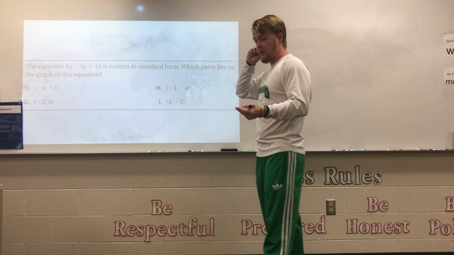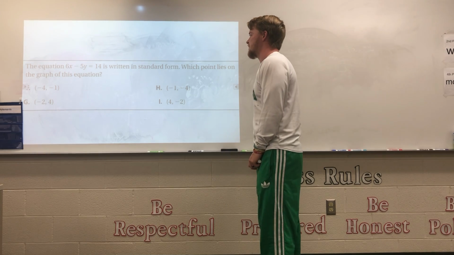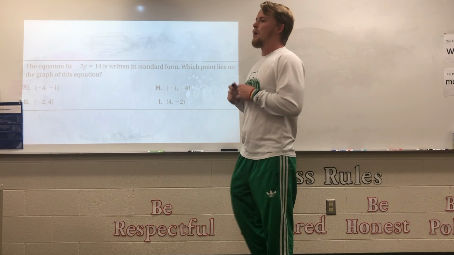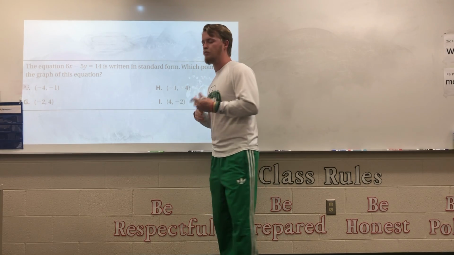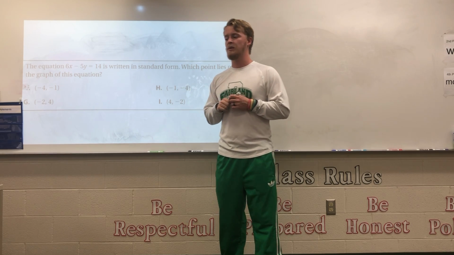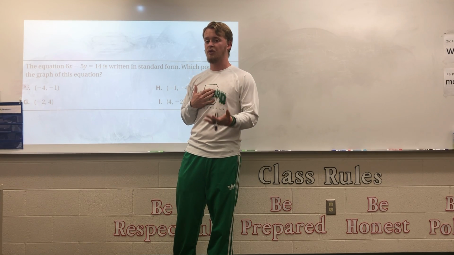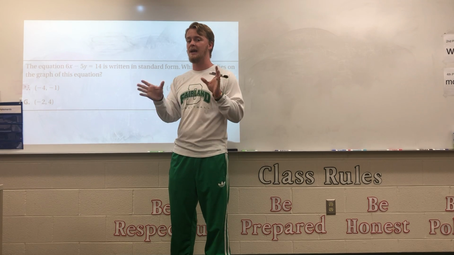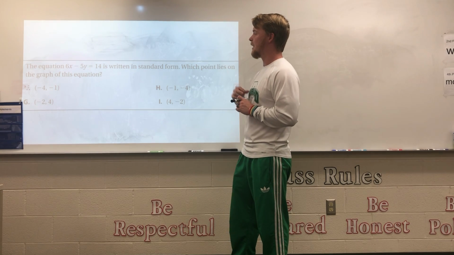So, after you've played the video again, it says the equation 6x minus 5y equals 14 is written in standard form. Which point lies on the graph of this equation? So, here's something you might not know, but this is how you would break this problem down. For it to lie on the graph of this equation, it means it would have to make this equation true. In order for it to make an equation true, that means you have to have both sides match once you simplify.